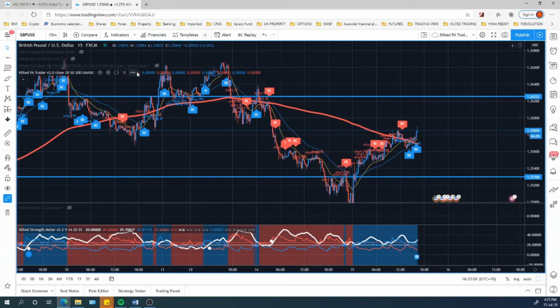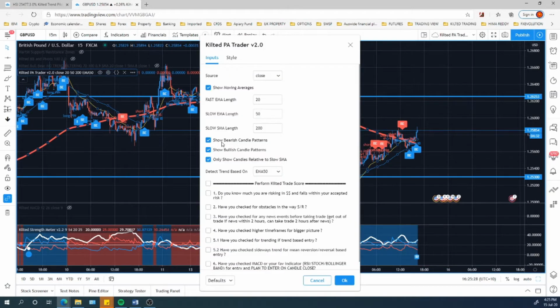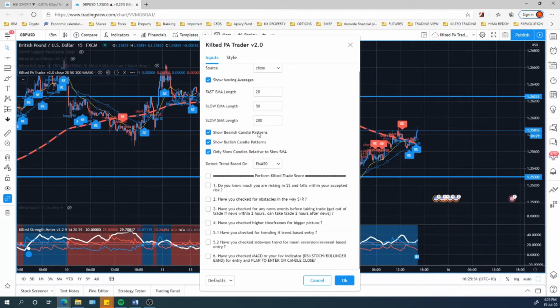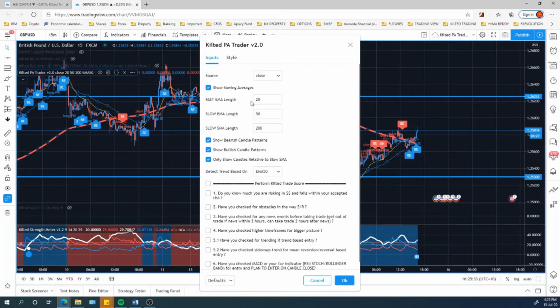But if we look at the settings, we've really gone above and beyond on this one. I feel we've packed an awful lot into this indicator, which is pure price action. It's not going to give you the buy and the sell signals. What it's going to give you is good entry points to the market, and show you a little bit more about structure.